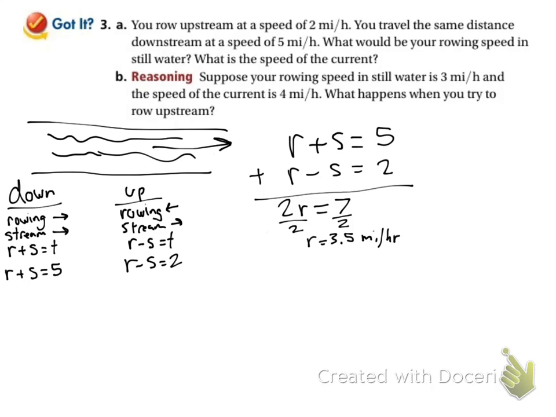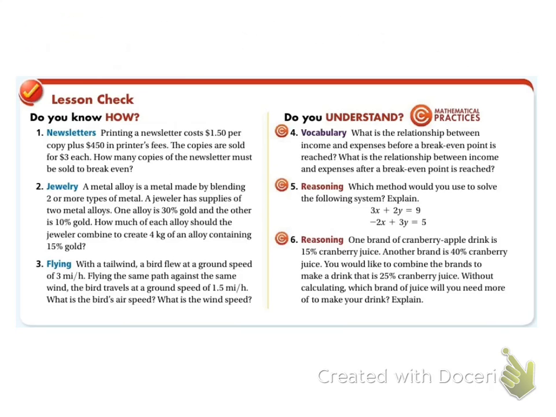So if there wasn't a stream, let's say you're in a swimming pool or something and you're rowing, you would be able to row 3.5 miles per hour. And then we need to plug in to figure out what the speed of the current is, how fast the stream is going. So I'm going to plug into that first one. R plus S equals 5. So 3.5 plus S equals 5. Subtract 3.5 on both sides. We get that S is equal to 1.5 miles per hour. So the stream is flowing at a rate of 1.5 miles per hour. And there's your homework.